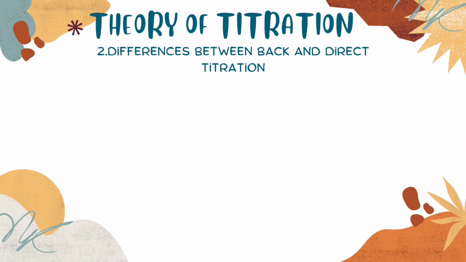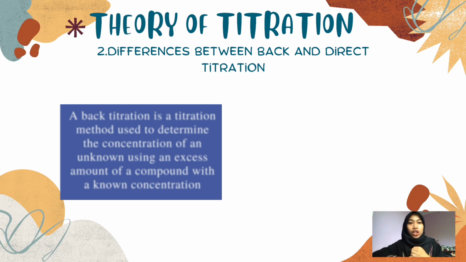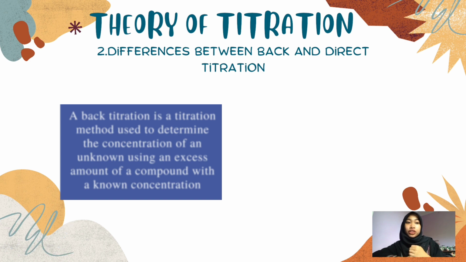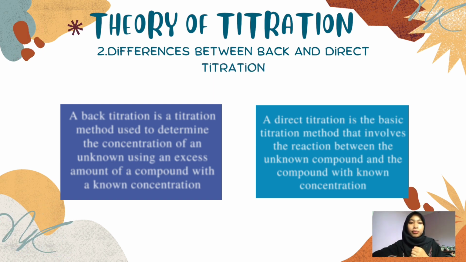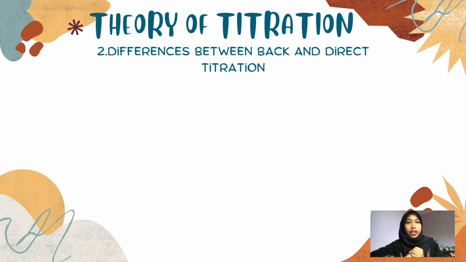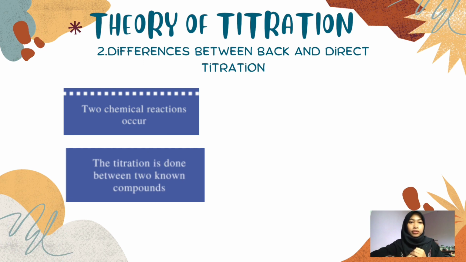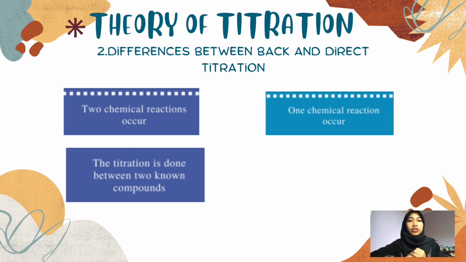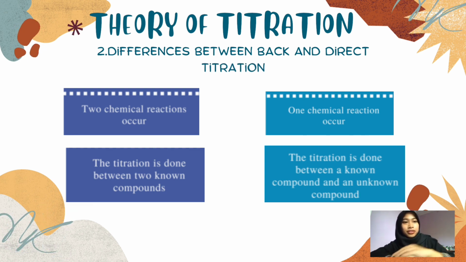So now it's my turn to explain about the differences between back titration and direct titration. Back titration is a method used to determine the concentration of an unknown using an excess amount of a compound with a known concentration, while direct titration is the basic method that involves the reaction between the unknown compound and the compound with a known concentration. Other than that, in back titration, 2 chemical reactions will occur, both done between 2 known compounds. For direct titration, only 1 chemical reaction will occur, between a known compound and an unknown compound.